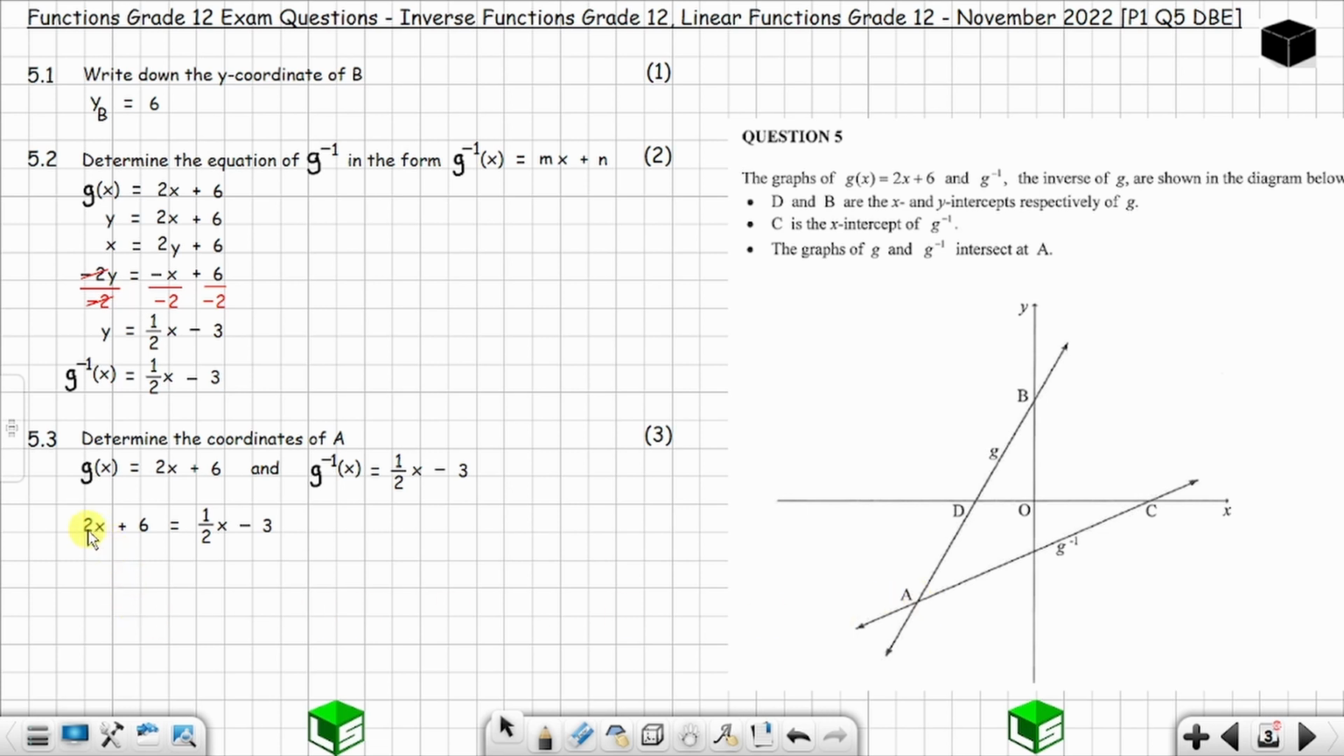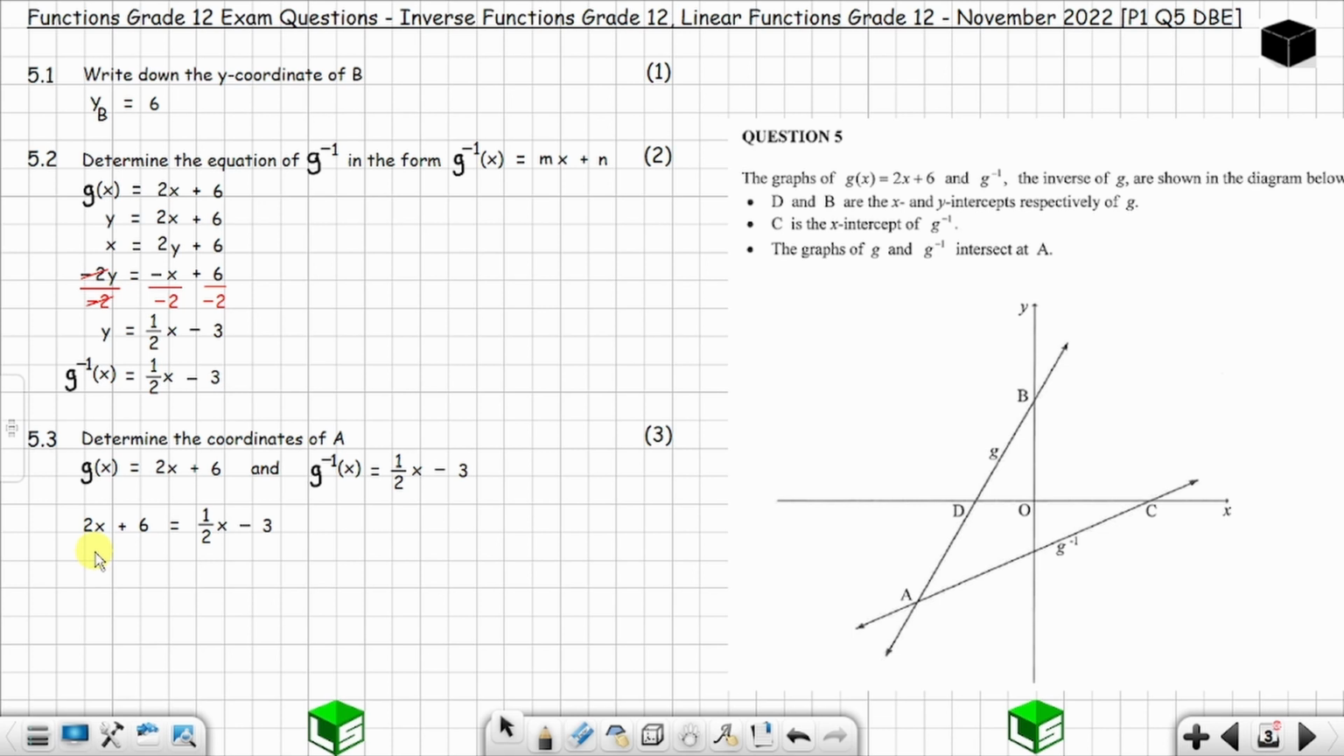You have 2x and you have 1 over 2x, right? 2x, 1 over 2x. These are like terms. You can take 1 over 2x to the left. Now you have 2 minus a half, right? These are like terms. 2 minus a half is going to give you 1.5.